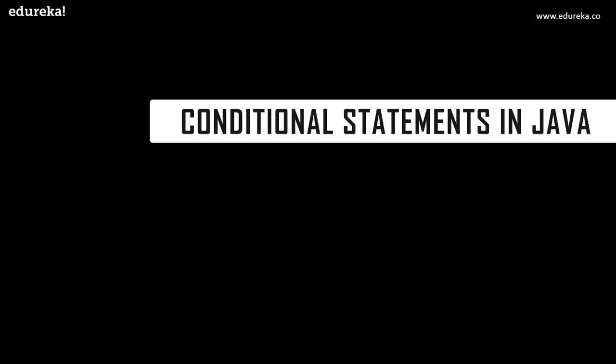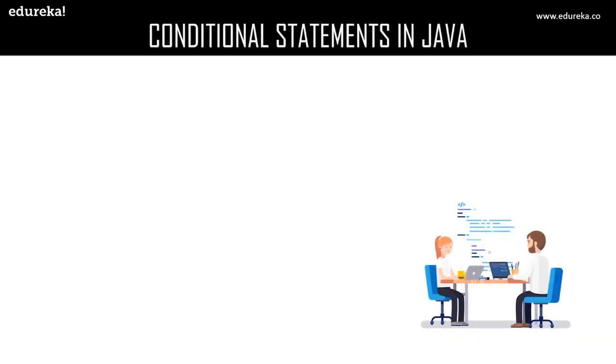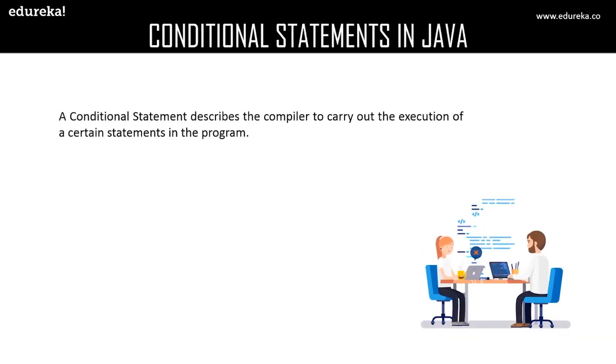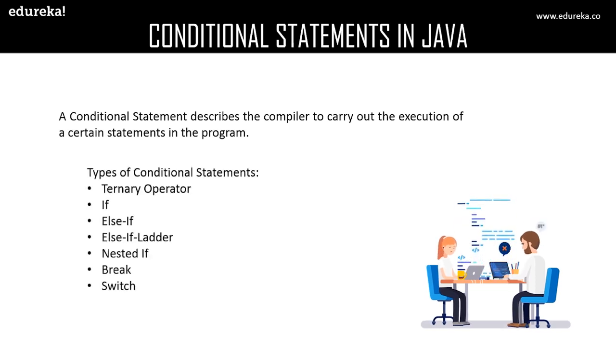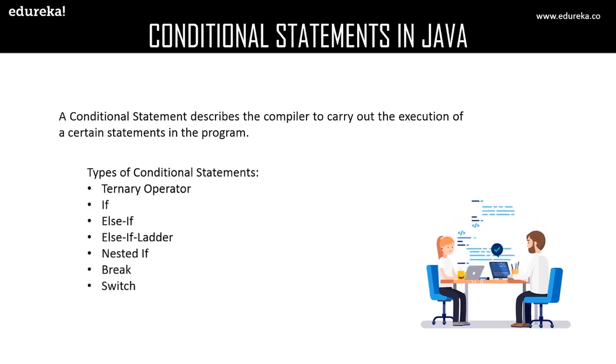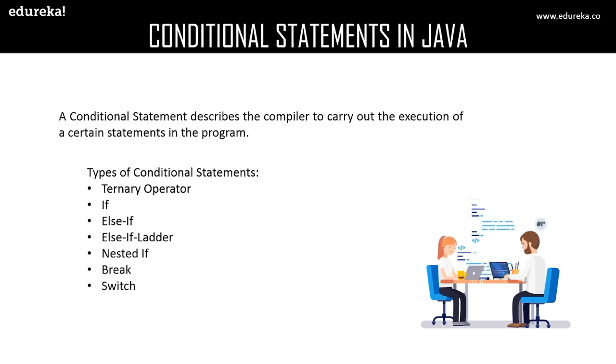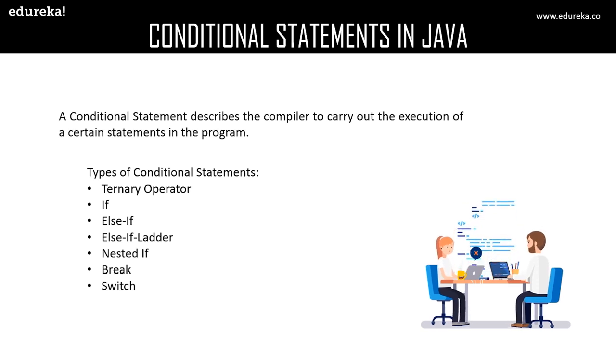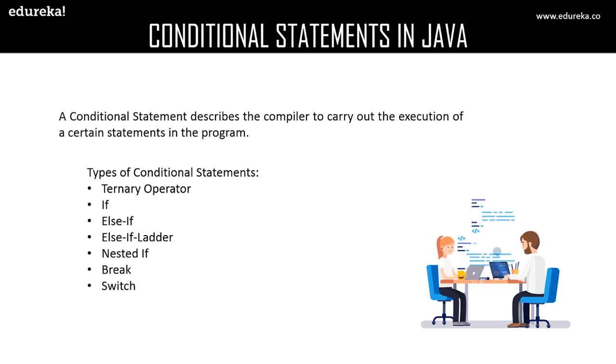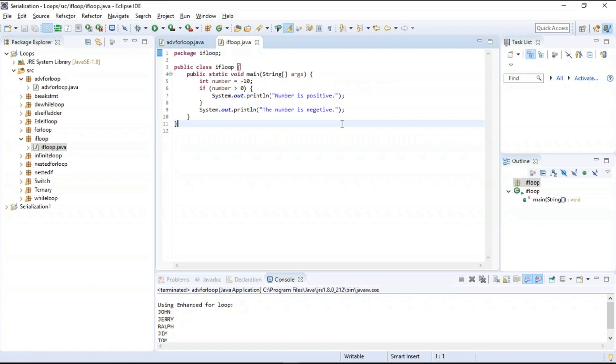Now, let us dive into the conditional statements which are available in Java. The conditional statements instruct the compiler to carry out the execution of a particular code segment in a program until the condition is satisfied. The types of conditional statements available in Java are ternary operator, if operator, else if operator, else if ladder, nested if, break, and switch. Let us execute some examples related to all these conditional operators one by one. Firstly, we shall execute an example based on if loop.